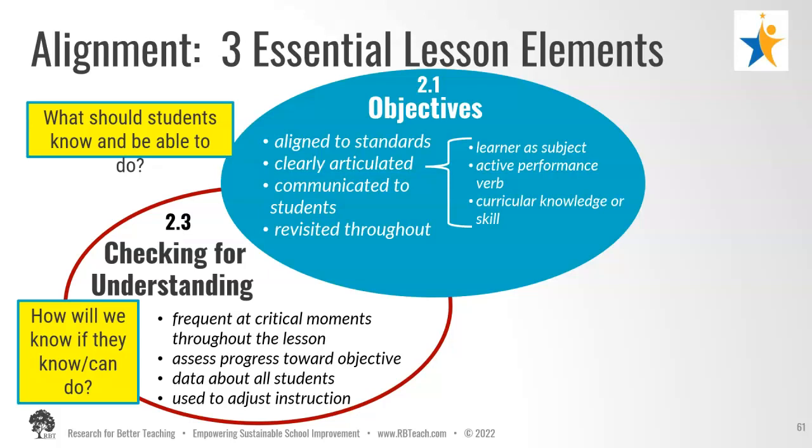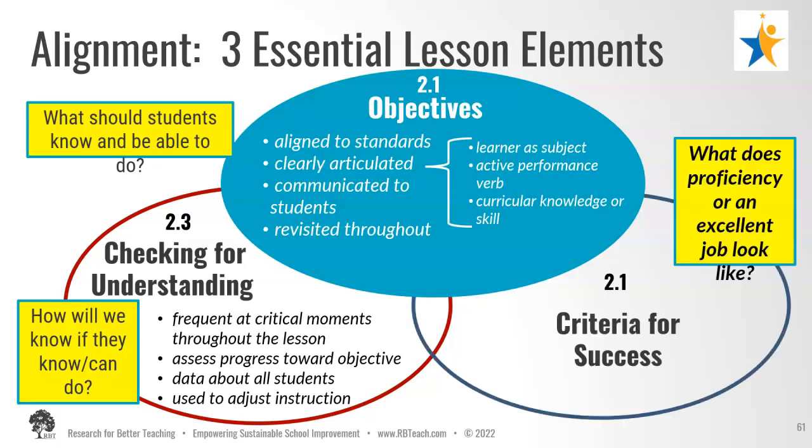So it's frequent, at critical moments throughout the lesson. It assesses the progress toward the objective. It's gathering data about all students, not just 1 or 2 who raised their hands, but getting data from all. And it's used to adjust instruction. And the third element is criteria for success, which we'll talk about later: what does proficiency or an excellent job look like? So those are the 3 essential lesson elements: the objectives, the planning for how you're going to check for understanding from all students, and then criteria for success. How will students know that they met that objective?